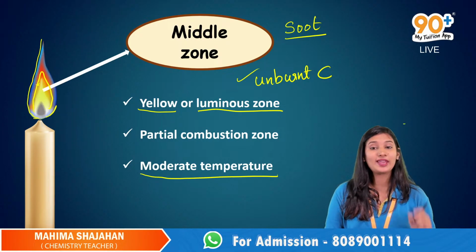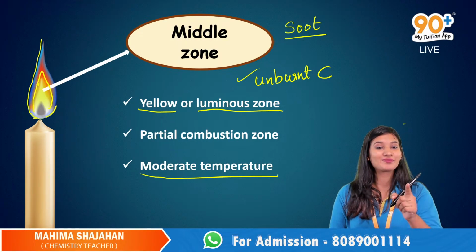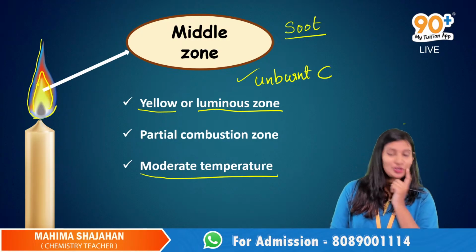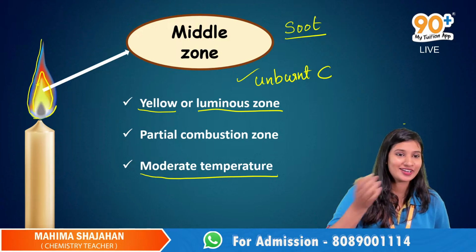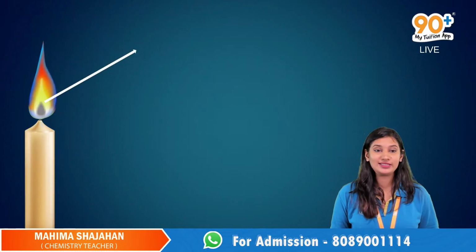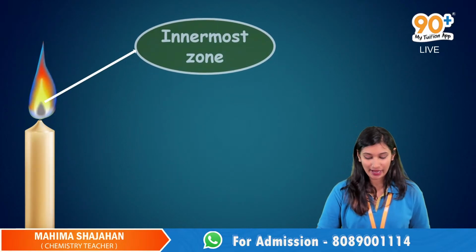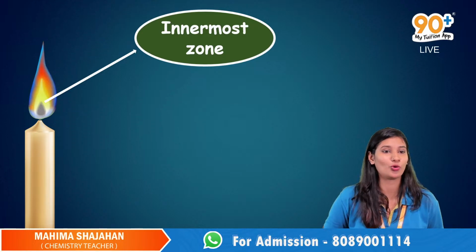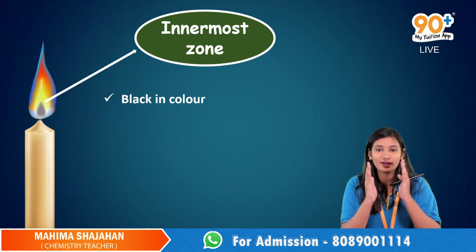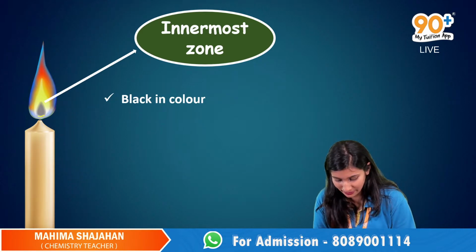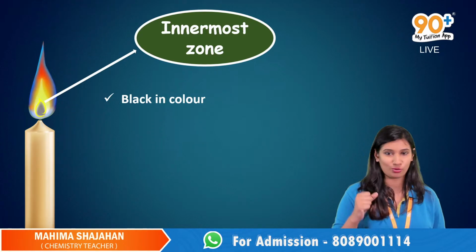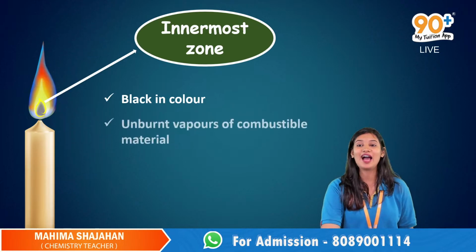Okay, now can I change the slide? You can give me a thumbs up. Yes, alright. Now the last zone, that is the innermost zone. It is actually a dark colored area. It is black in color, as you can see. So it is known as what? Dark zone. It is black in color.